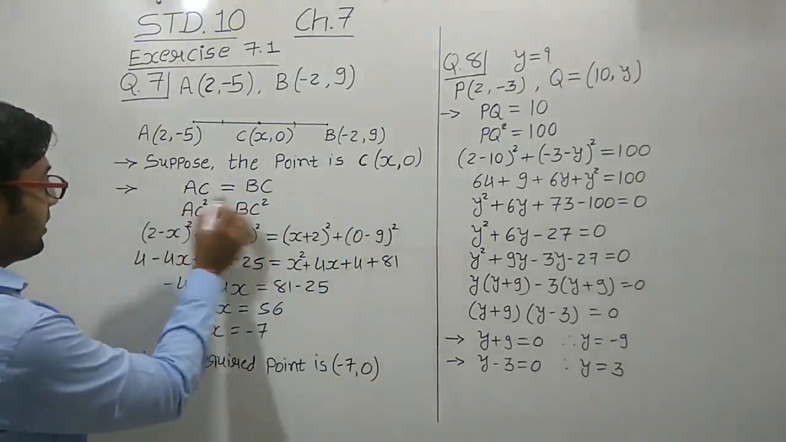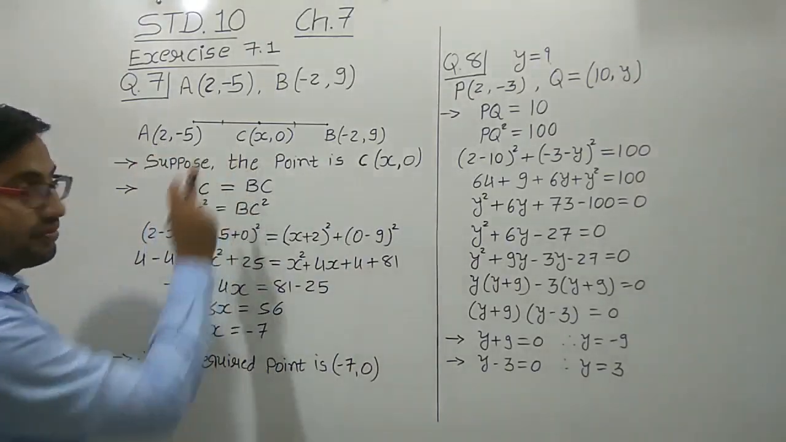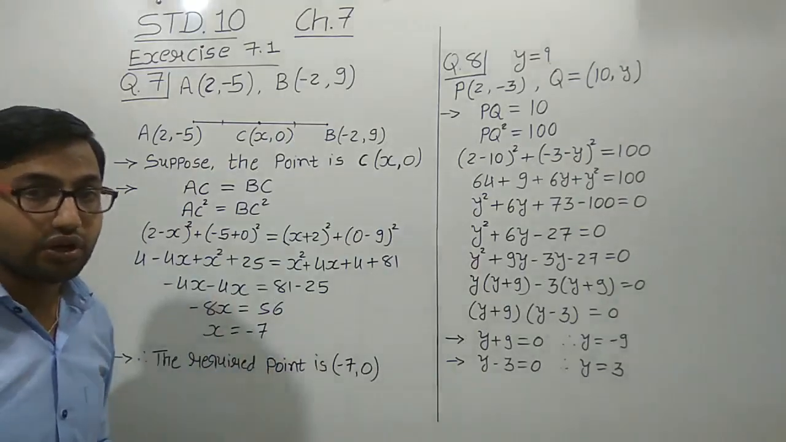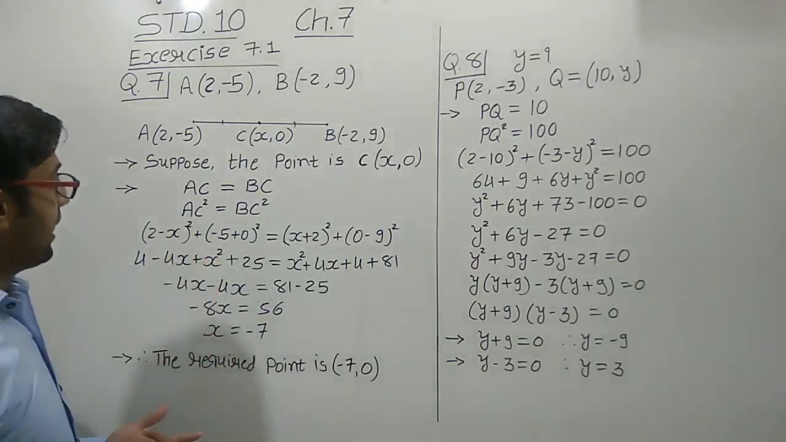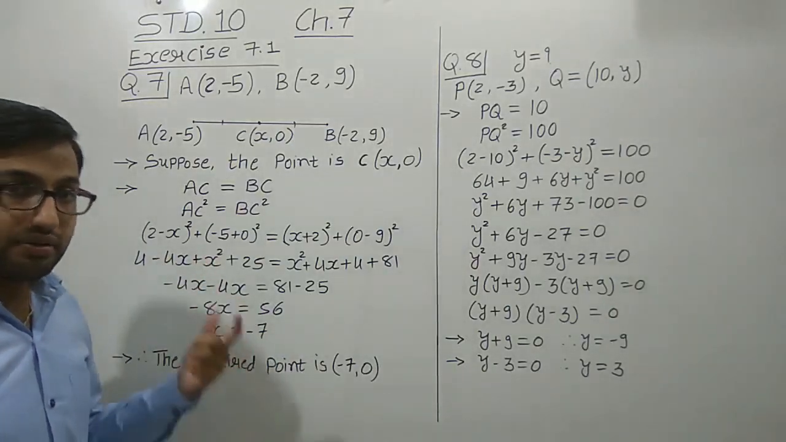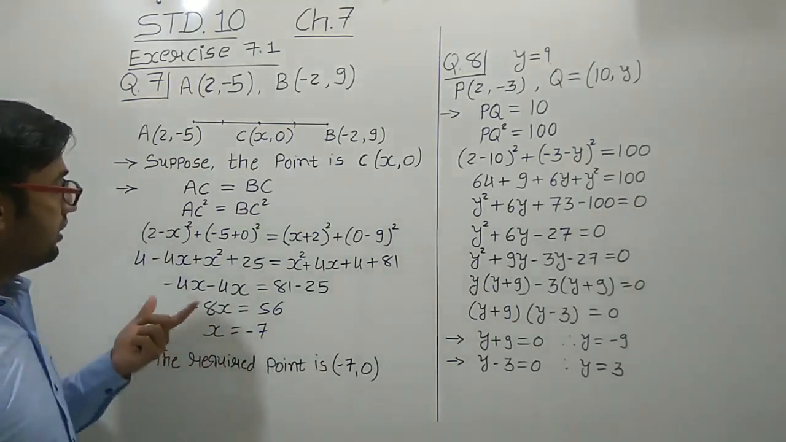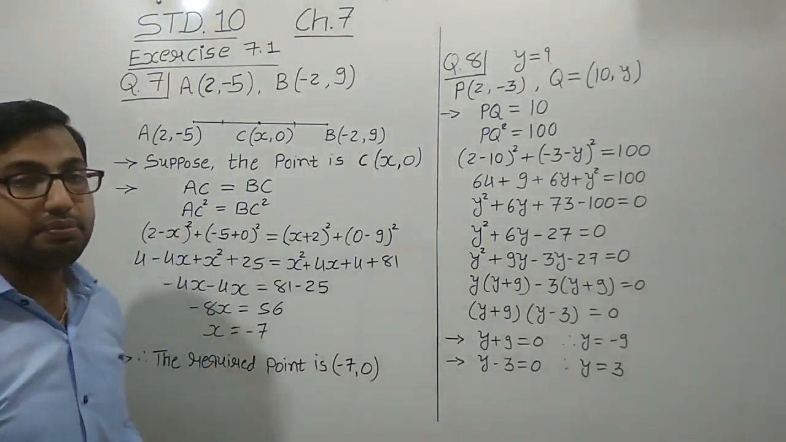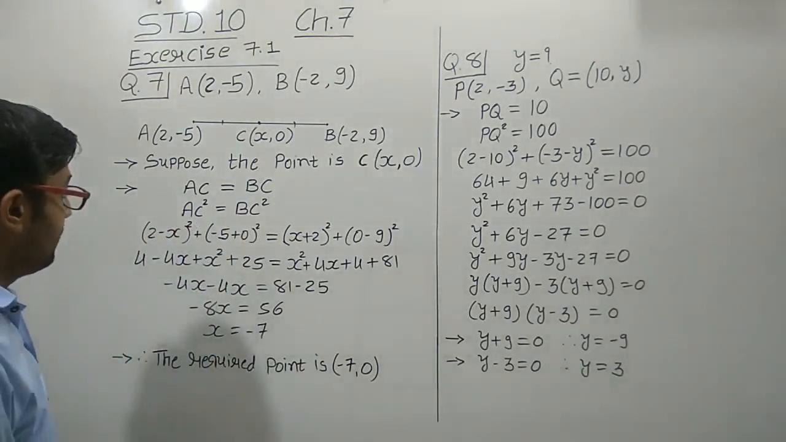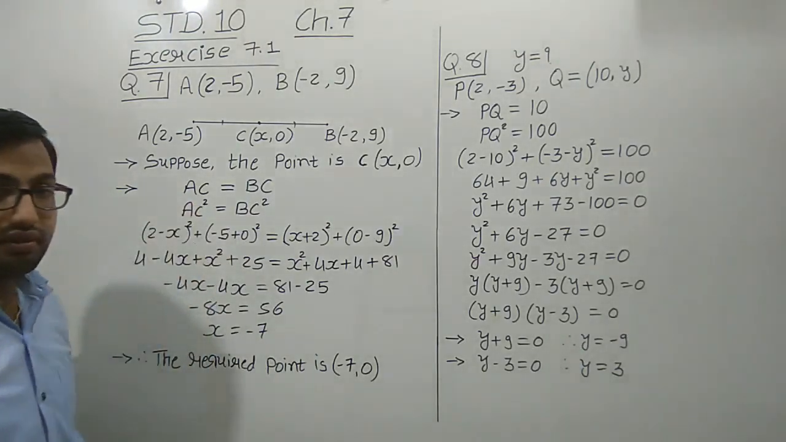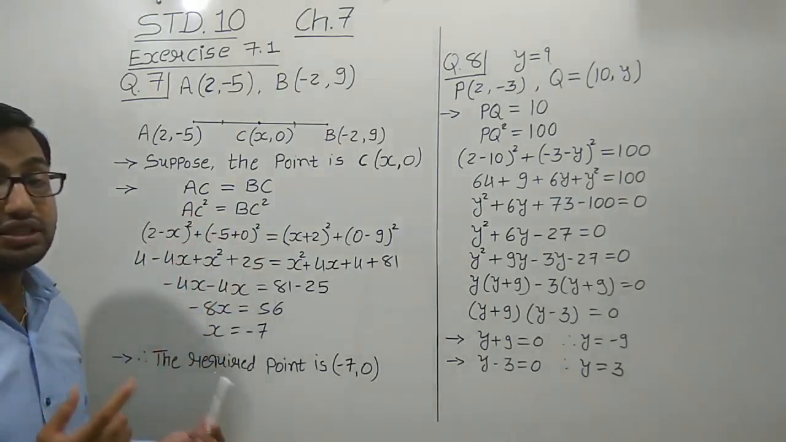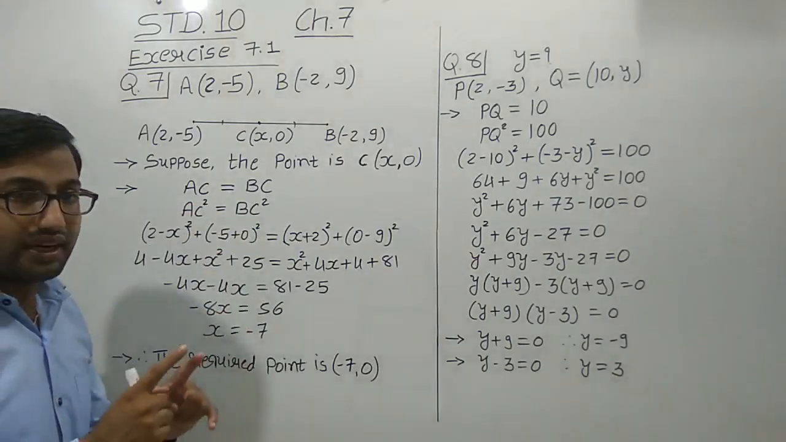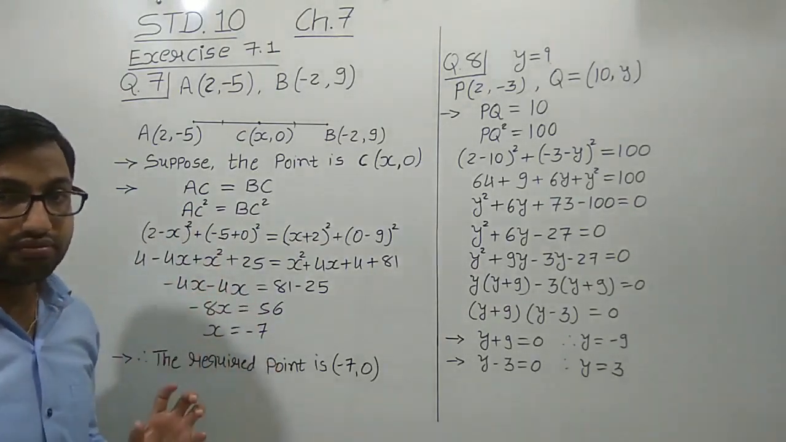Now this is the given condition that the distance AC is equal to the distance BC. Both the distances are equal. So when we square both the sides, here we will get AC square is equal to BC square. Now we know how to find AC and how to find BC using the distance formula. So here there is a square, so we do not need to write down the square root, right?